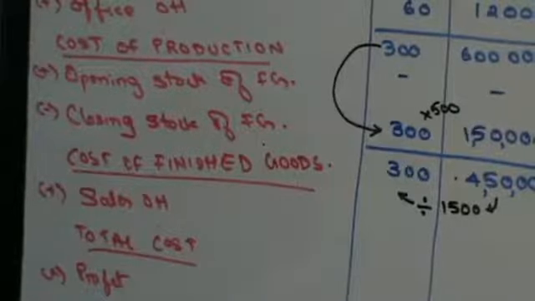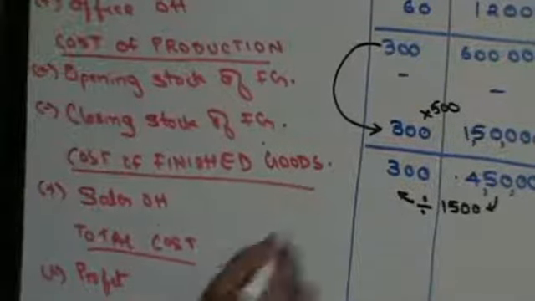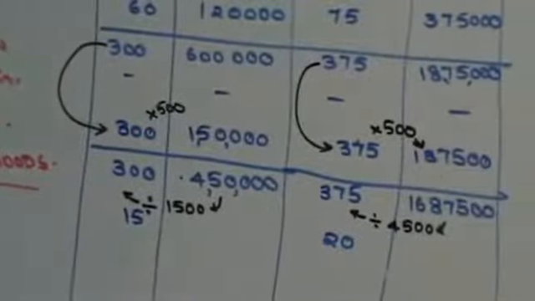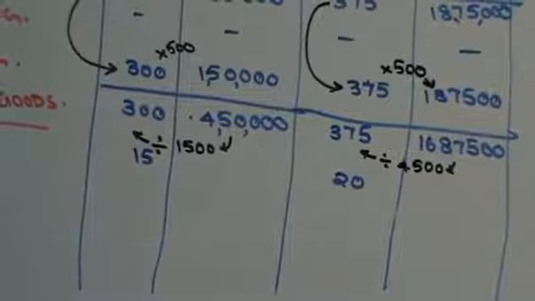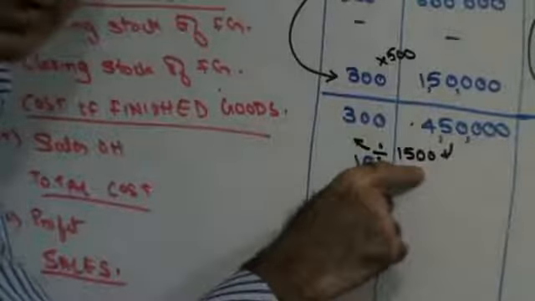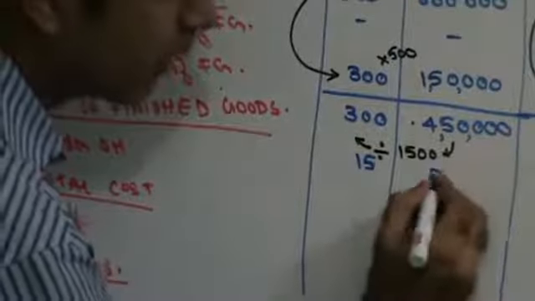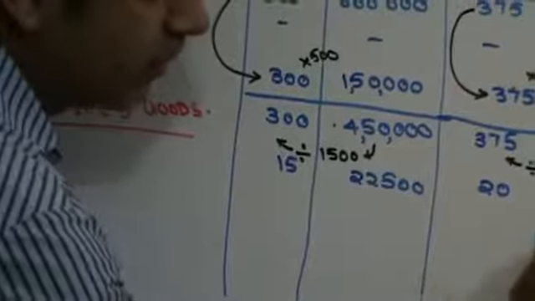Selling expenses are at the rate of 15 rupees per unit for product A and 20 rupees per unit for product B. Before cost of production, you multiply by the number of units produced. That was 2,000 units. After cost of finished goods, you multiply it by the number of units sold. You have sold 1,500 units. It is 15 rupees per unit. Someone please tell me how much? 22,500. Right? Now 20 into 4,500. Someone please tell me. 90,000.